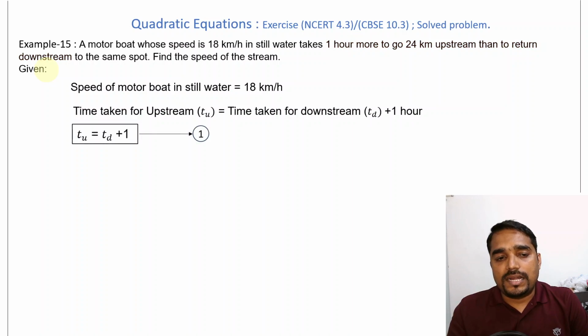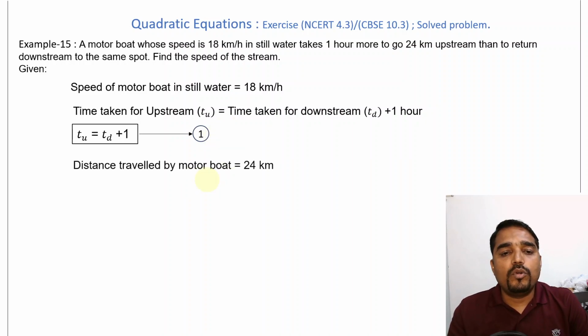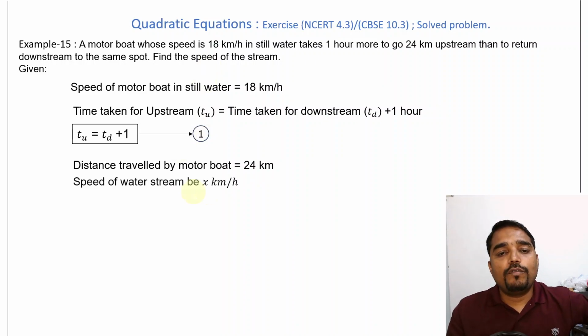Let us note down this as a condition: TU is equal to TD plus 1. Let's call this equation 1. Also, the total distance traveled by the motorboat is equal to 24 kilometers. Now, since we have to frame a quadratic equation, we will have to assume an entity as x, because we are expected to find the speed of the water stream. Let us assume the speed of stream as x kilometers per hour.